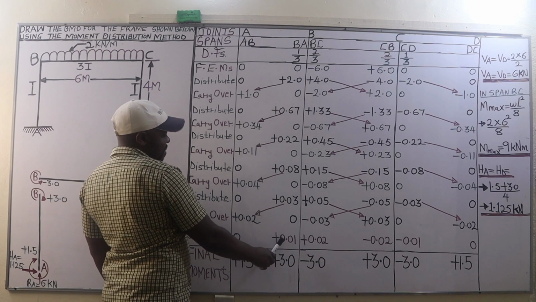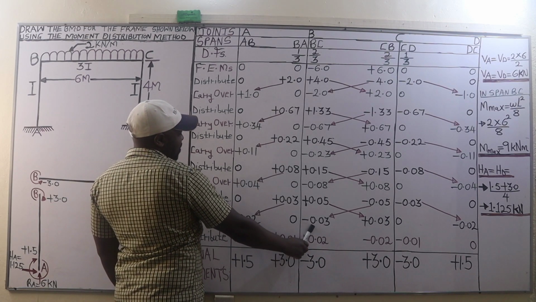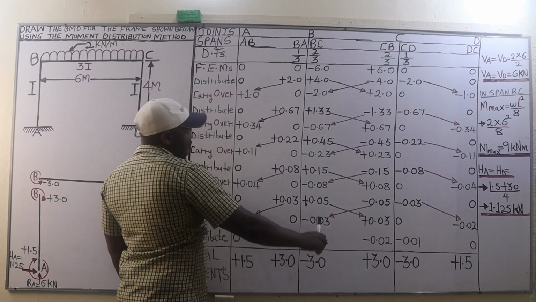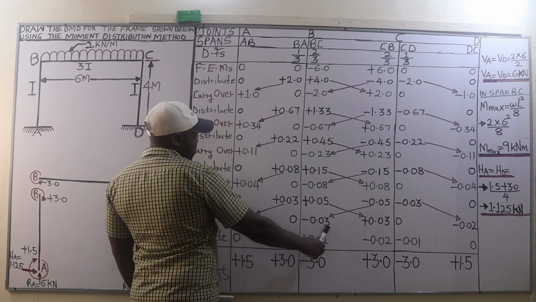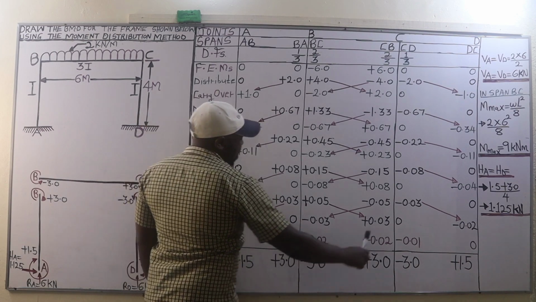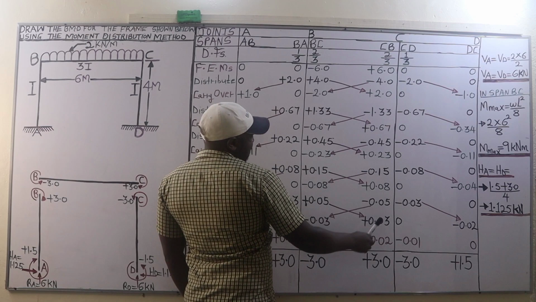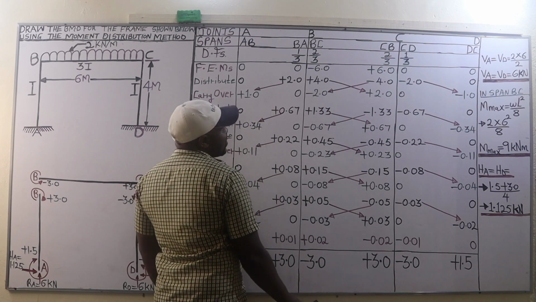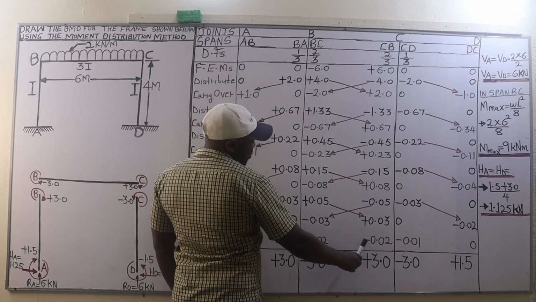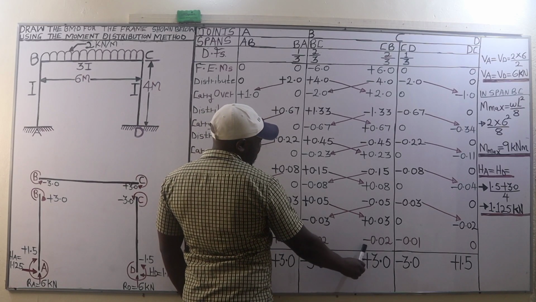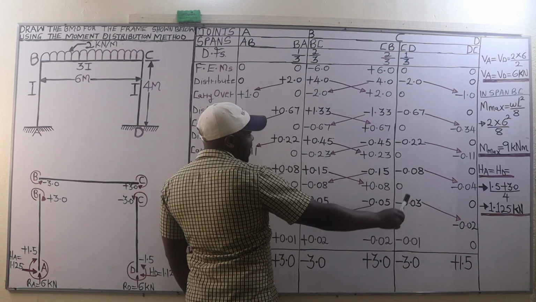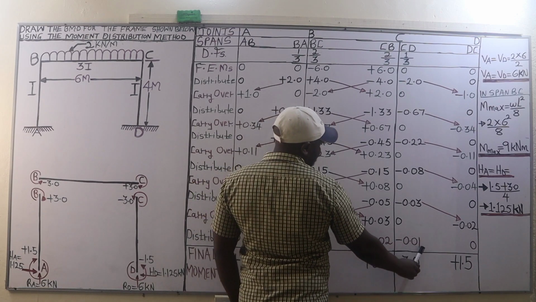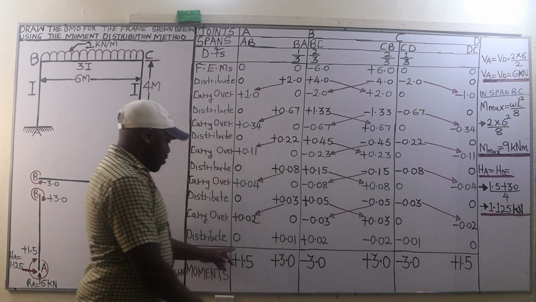Then distribute on member BA a third of positive 0.03, that is positive 0.01, on member BC, 2/3 of positive 0.03, that is positive 0.02. Coming to joint C, excess moment, negative 0.03, change the positive sign to negative. Then distribute on member CB 2/3 of negative 0.03, that is negative 0.02, on member CD, a third of negative 0.03, that is negative 0.01. Then the other parts are going to be 0.